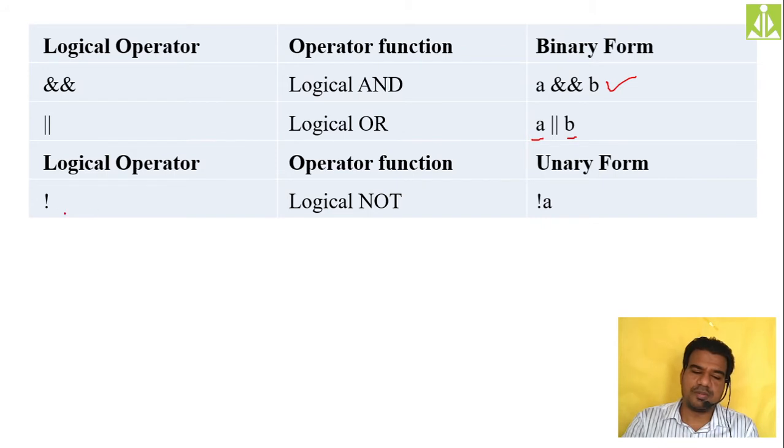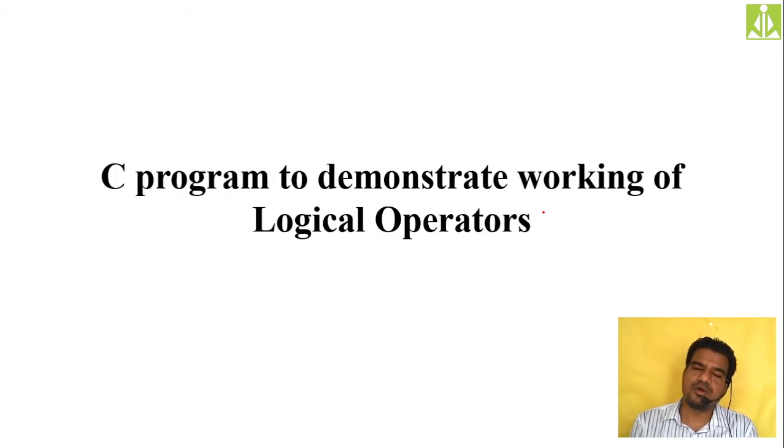Then the NOT operator, the logical NOT operator, is a unary operator. It is not a binary operator, as you can see. NOT of A: if A is true, you will get false. If A is false, you will get true. Exactly opposite. In order to complement the given condition value, we can use this logical NOT operator. And we have a program to demonstrate these logical operators as well, that we will discuss in our practical session.